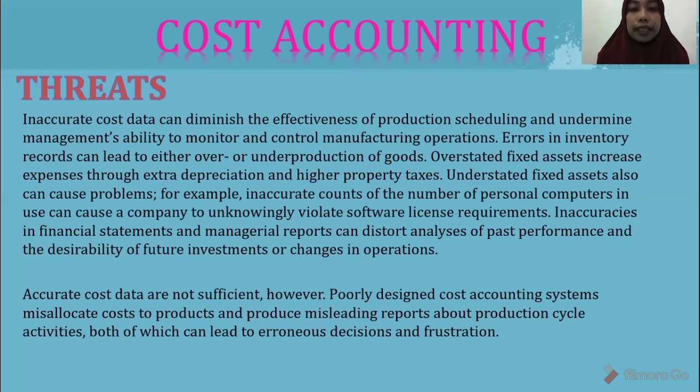Overstated fixed assets increase expenditures, extra depreciation, and higher property tax. Understated fixed assets also can cause problems. For example, an inaccurate count of the number of personal computers in use can cause a company to unknowingly violate software license requirements. Inaccuracies in financial statements and managerial reports can distort analysis of past performance and the desirability of future investments or changes in operations.